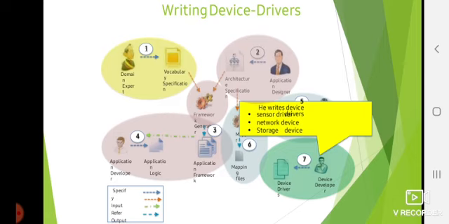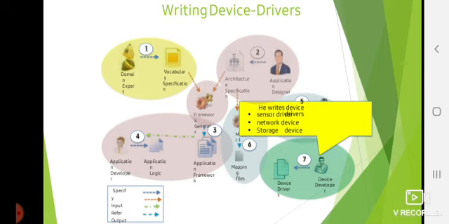Next, we have to see about writing device drivers. It consists of seven steps. The first step is that the domain expert refers to the vocabulary specification. Then the application designer specifies the architecture specification. Both are combined in the framework generator, which produces the application framework. Then the application framework is given to the application developer, who specifies the application logic.